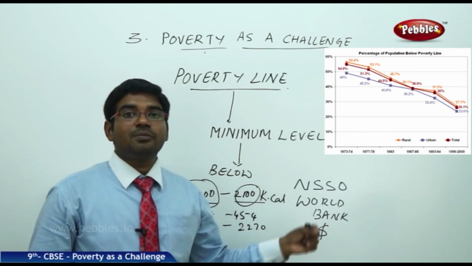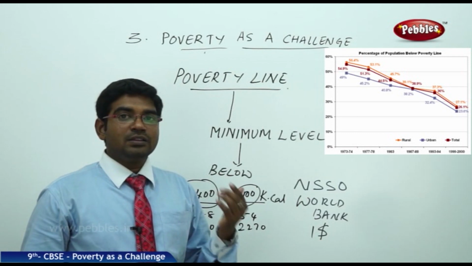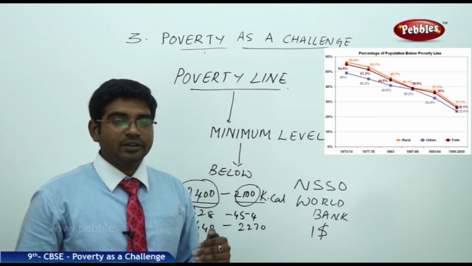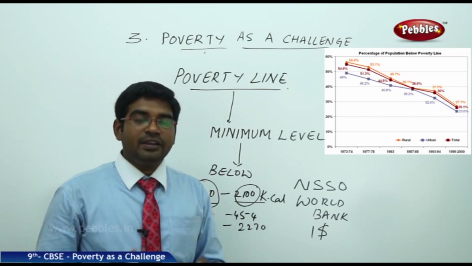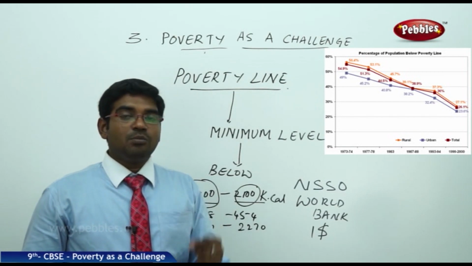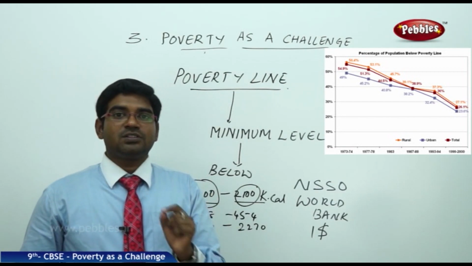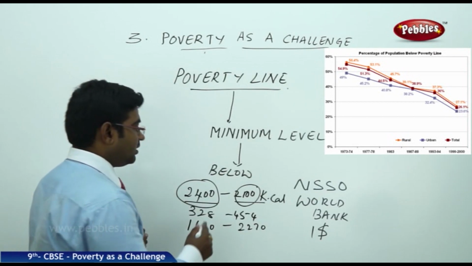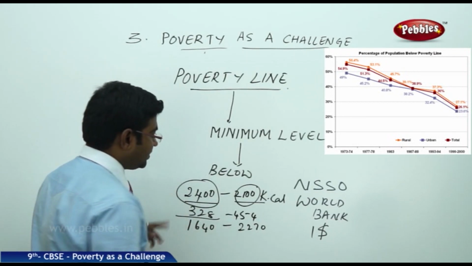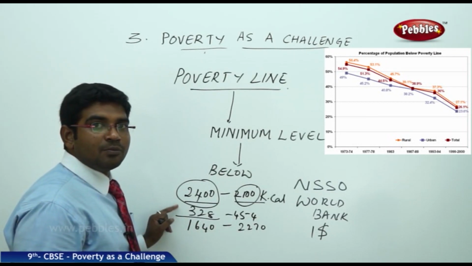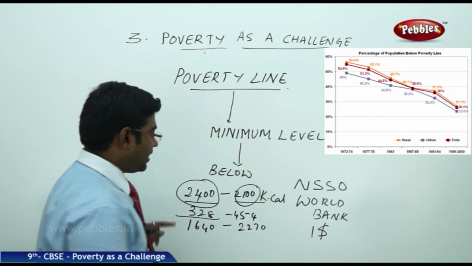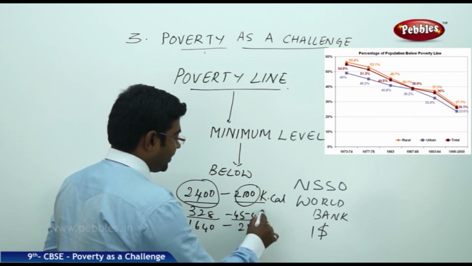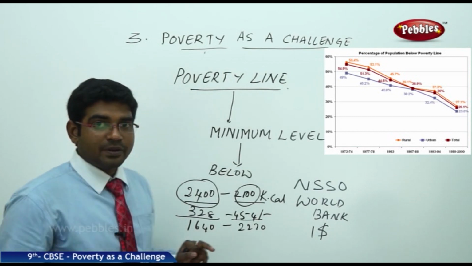So based on the requirement of energy, the food intake will be calculated. Based on the intake of food, the amount of money required would be estimated. That is, in rural areas they need 328 rupees for an individual and 454 rupees in the urban areas.